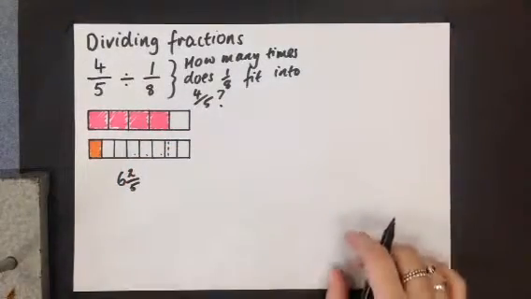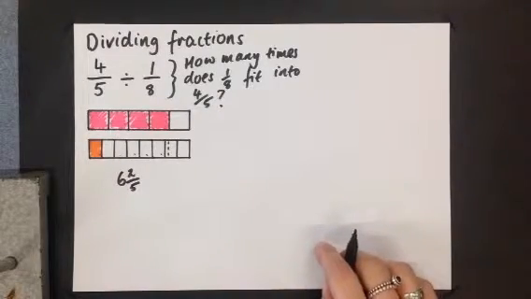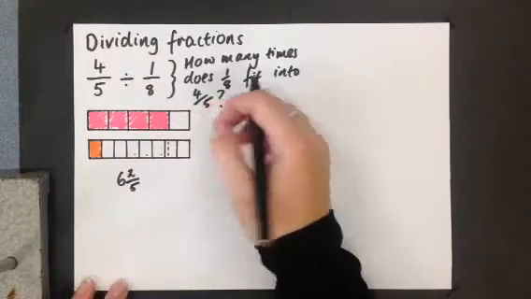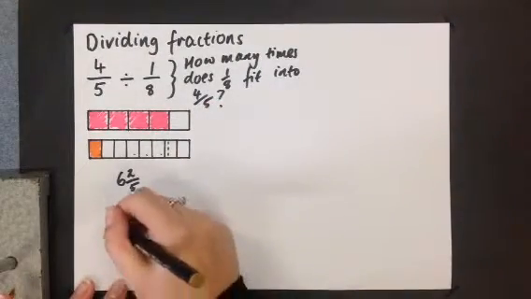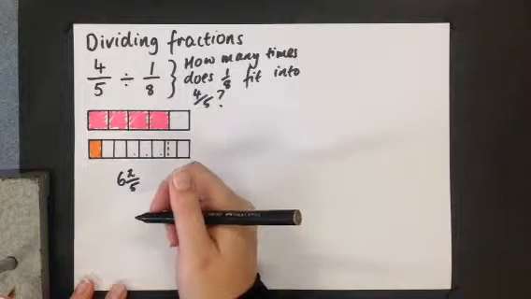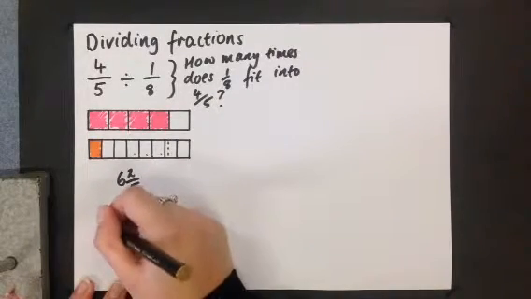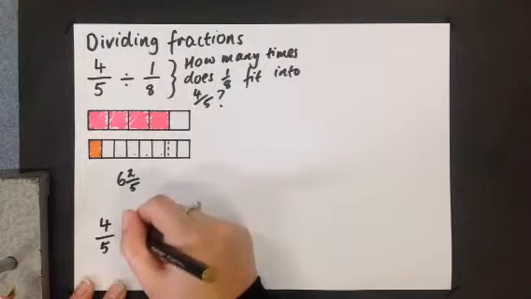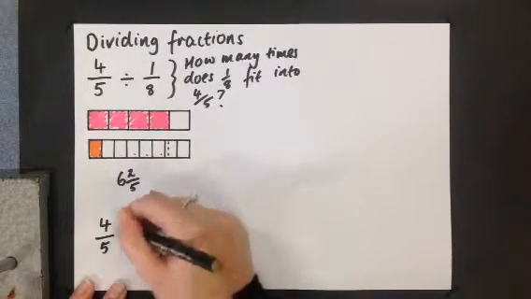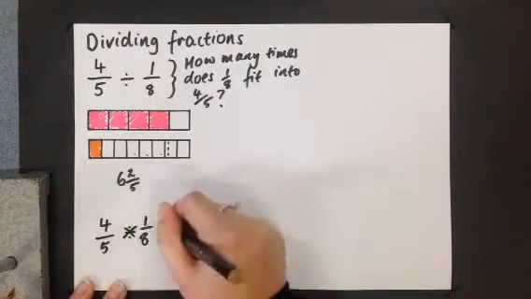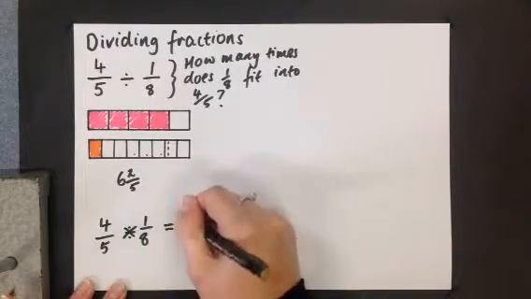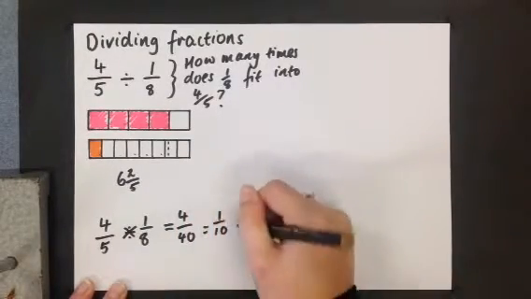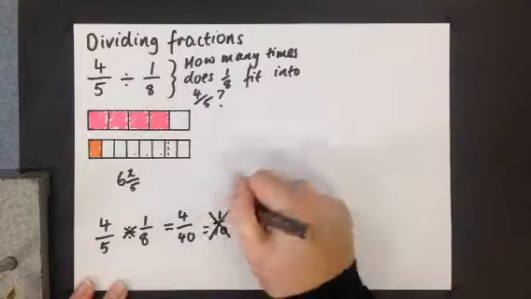Now there is a quicker and easier way of doing this. The diagram shows you why it works. Now I'm going to show you how to do it. We know that multiplication and division are linked, called inverse operations. So if I tried just multiplying 4/5 by 1/8, changing that to a multiplication, 4 times 1 is 4, 5 times 8 is 40, which is equal to 1/10. And that wasn't the answer that we're looking for.